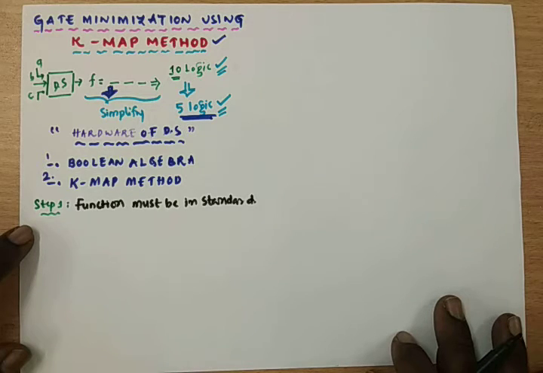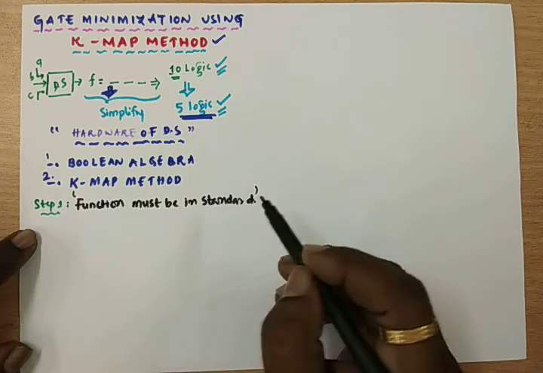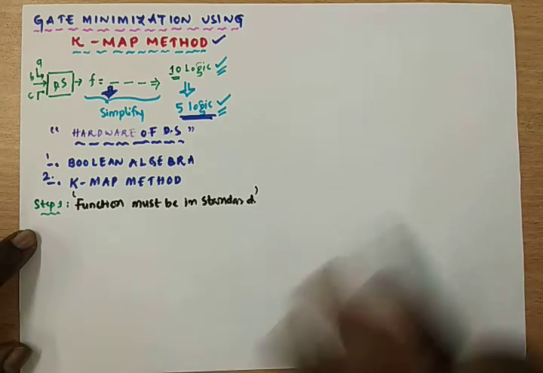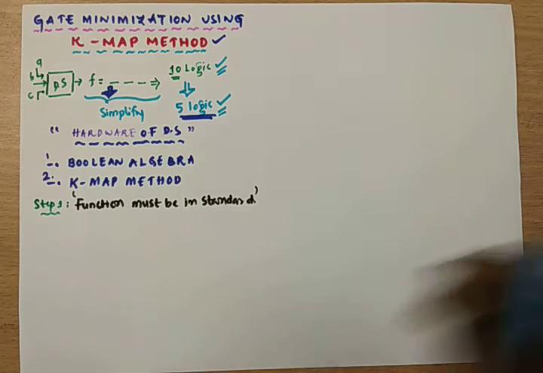In the sum of product, each minterm has all the literals, whether in complemented or original form, and that is called standard SOP or standard sum of product, or we can call it canonical form also. In the case of product of sum, if each maxterm has all the literals, in complemented or original form, then that is called standard product of sum. So the first step is that the Boolean function must be in a standard form. If it is not, we have to convert it into the standard form. How to convert the normal SOP into standard form, we discussed in the previous class.